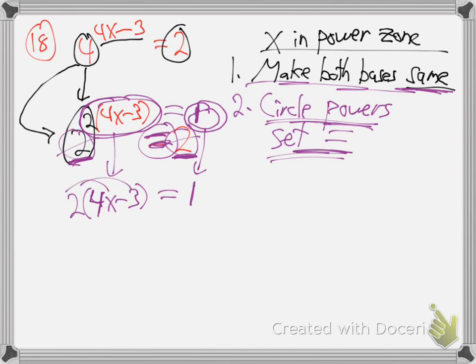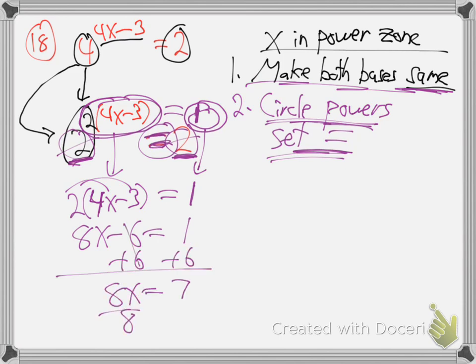Okay, let's solve that now. Distribute. 8x minus 6 is 1, and 6. 8x is 7, divided by 8. There it is. The answer is 7/8.